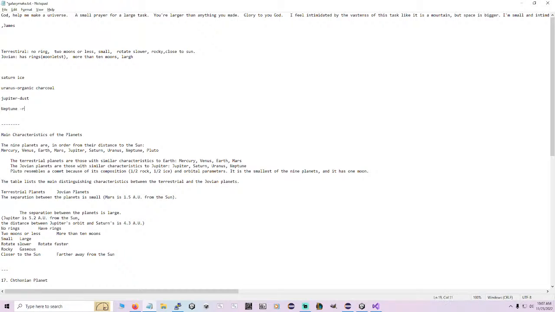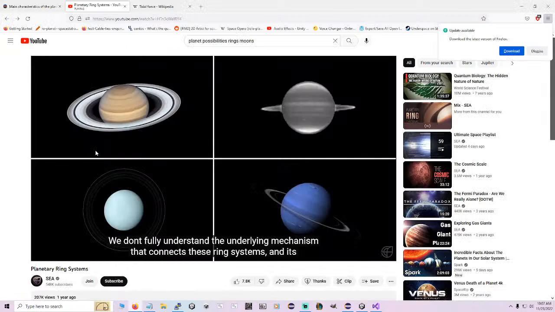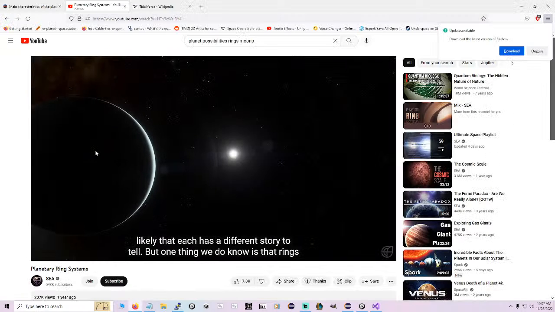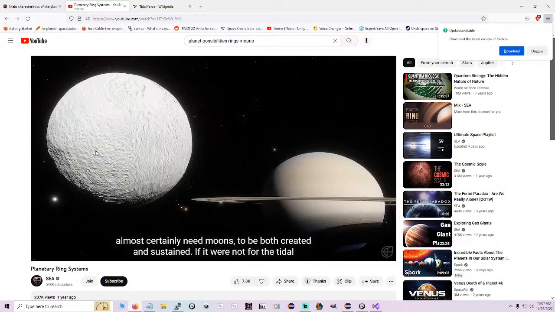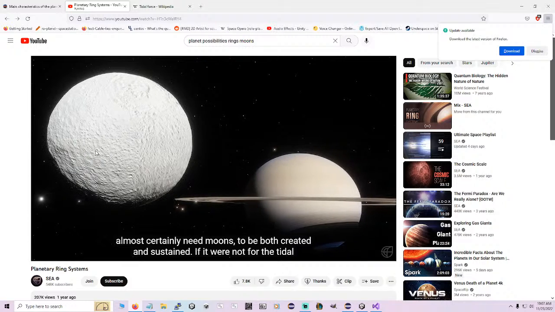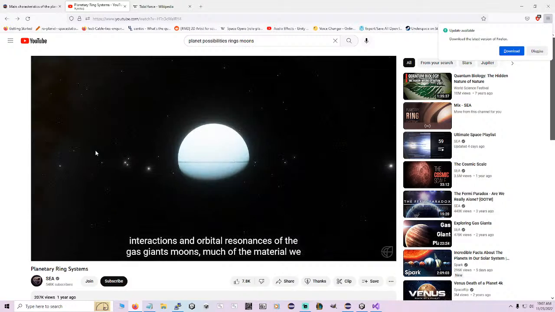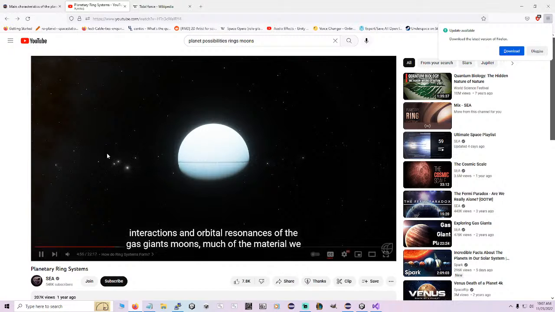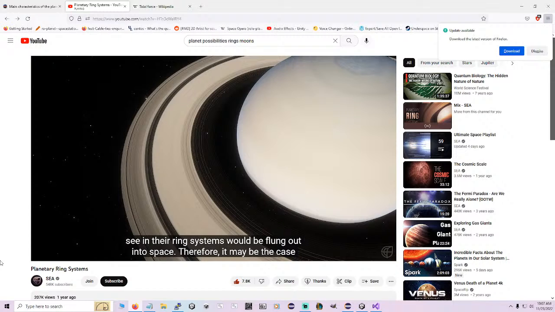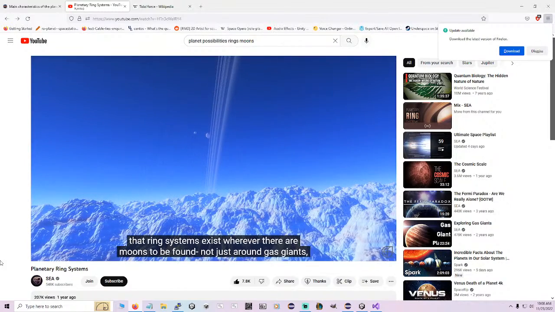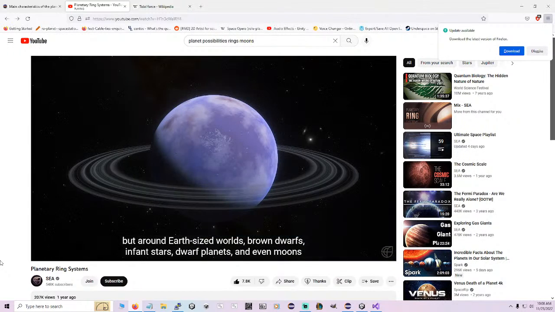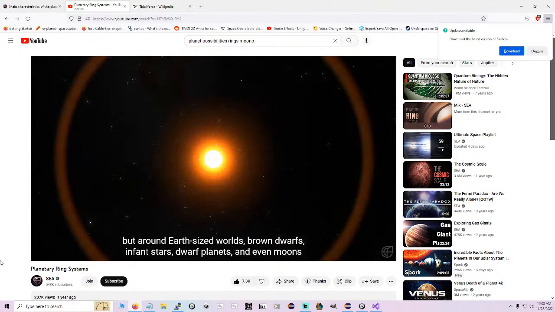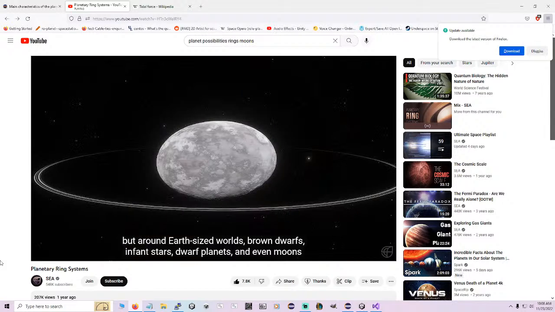We don't fully understand the underlying mechanisms that connect these ring systems, and it's likely that each has a different story to tell. Ring systems almost certainly need moons to be both created and sustained. If it were not for the tidal interactions and orbital resonances of the gas giants' moons, much of the material we see in their ring systems would be flung out into space. Therefore, it may be the case that ring systems exist wherever there are moons to be found, not just around gas giants, but around Earth-sized worlds, brown dwarfs, infant stars, dwarf planets.